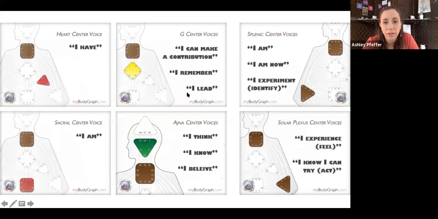So this is just more of the voices of your throat center, if it's connected to a different center. So we have the channel that goes from the heart to the throat. I have, right? Because especially 21 is about being in control. And it is people that I have control, authority. This is G center to throat. So I remember, I lead, I can make a contribution. So if you have these channels defined, this is the kind of voice that comes out of it.